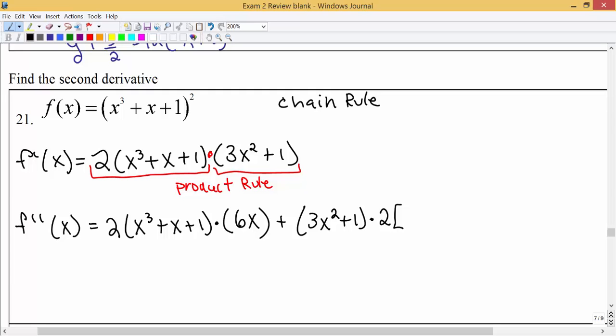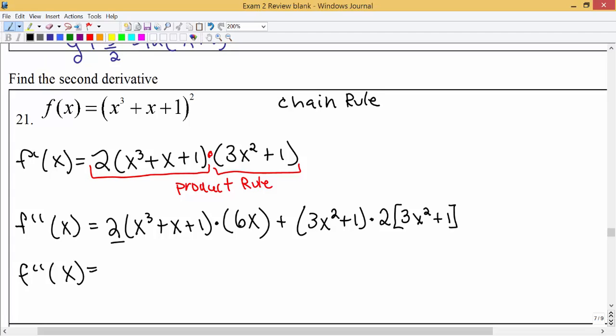And we're going to take the derivative of just what's in the parentheses. So that would be 3x squared plus 1. And then if we wish, we can multiply the 2 back in. I'm going to leave the 2 out. And then I'm going to simplify.